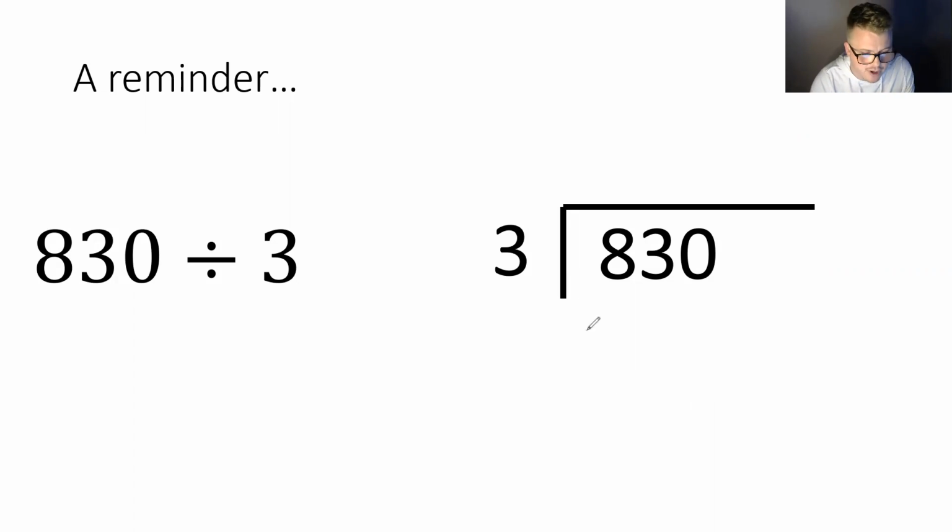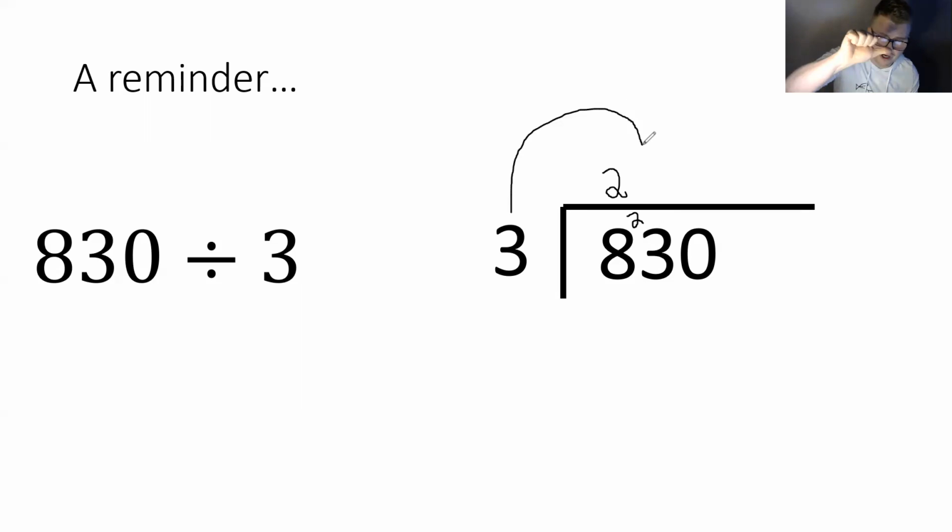Okay, so we get our number 3 and we ask ourselves, how many times does it go into the first digit? So how many times does it go into 8? And of course the answer is 2, 3, 6. So we put 2 above the 8. But because we landed on 6, we've got a remainder of 2, haven't we? And that remainder needs to go in front of the next number. So this becomes 23.